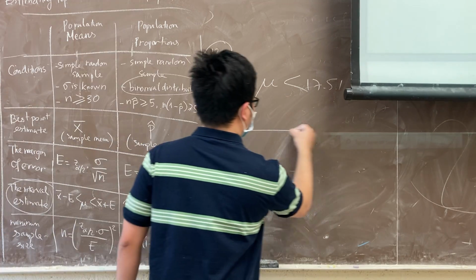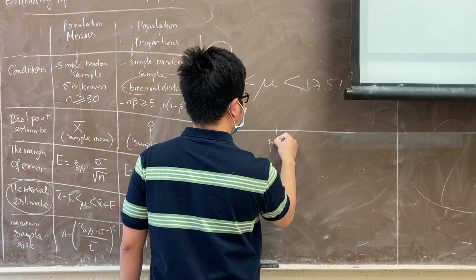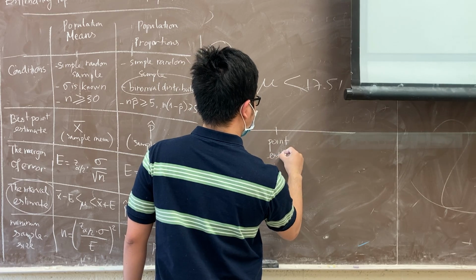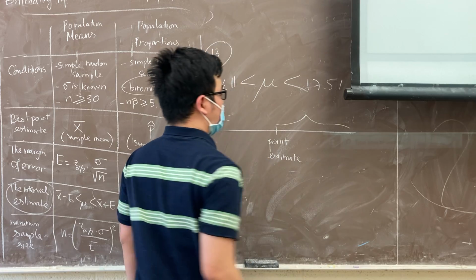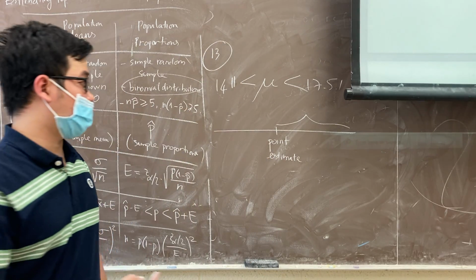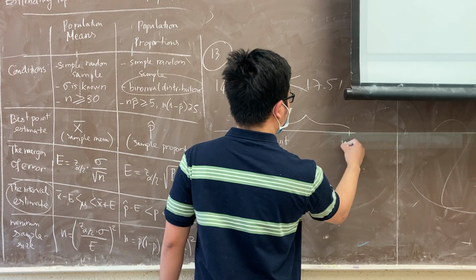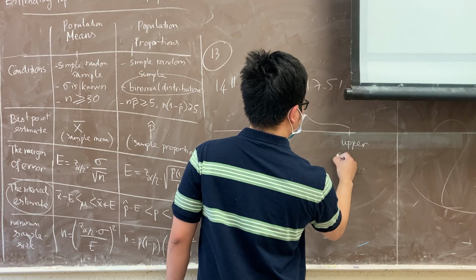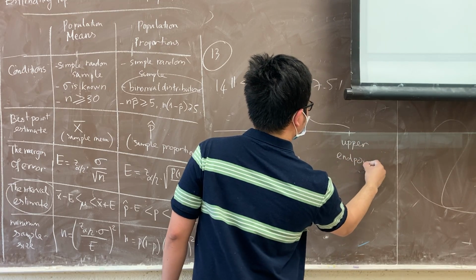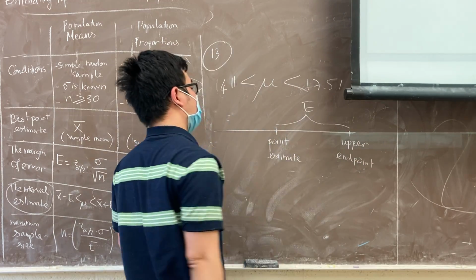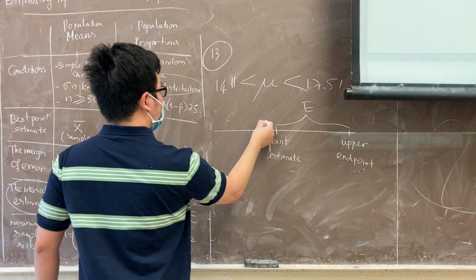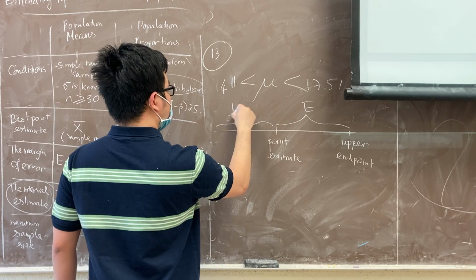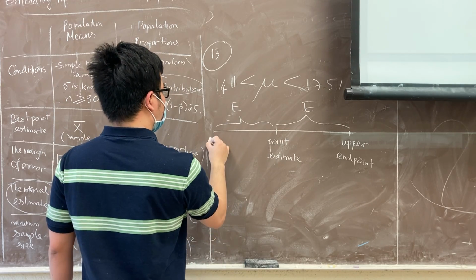So I will write down here. We have the point estimate here. And the margin of error will be the distance from the point estimate to the upper end point, right? This is E, the distance from the point estimate to the upper end point. And E here is also equal to the distance from the point estimate to the lower end point.